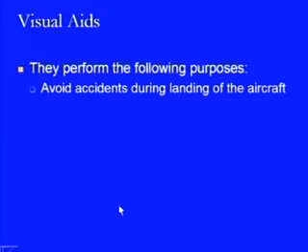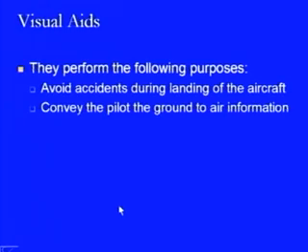In that sense, the visual aids are going to perform certain purposes. There is a need to avoid accidents during landing of the aircraft. That is the one objective of providing the visual aids. Then the visual aids help in conveying to the pilot the ground to air information. This is the way by which the overall information which is available on the ground is conveyed to the pilot, so that they can orient themselves with respect to that information for doing the operations.